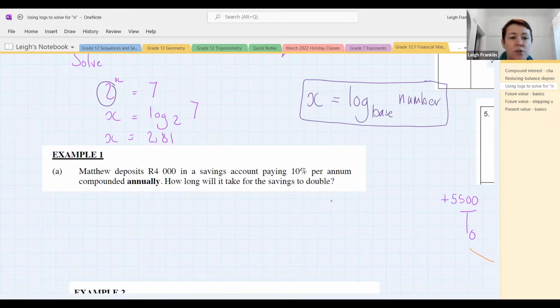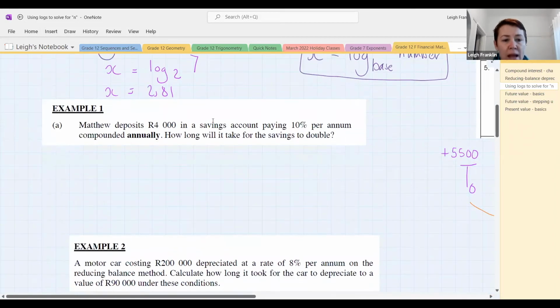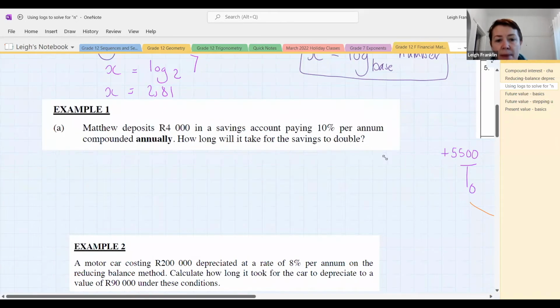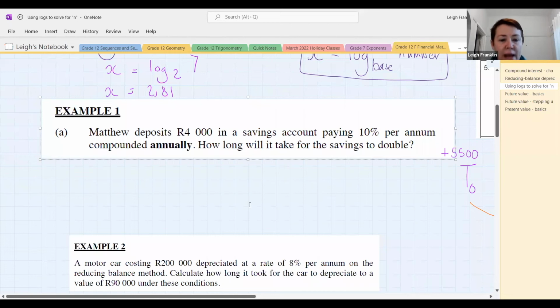Good stuff. So let's jump into our first example. Here we have a guy called Matthew, and he deposits 4,000 Rand into a savings account, paying 10% per annum compounded annually. How long will it take the savings to double?